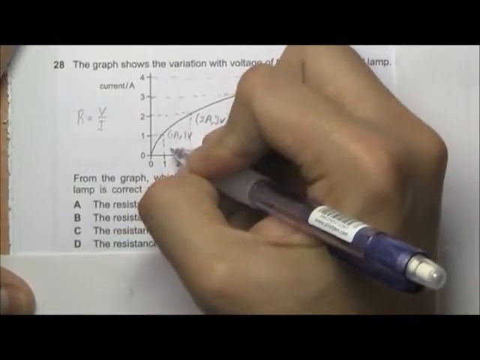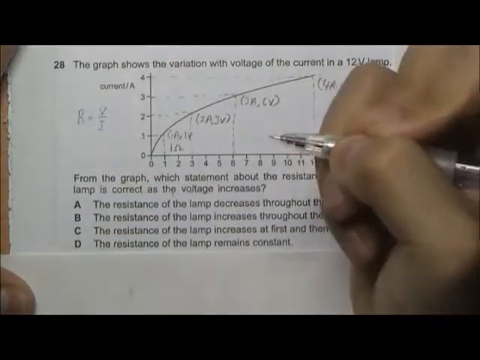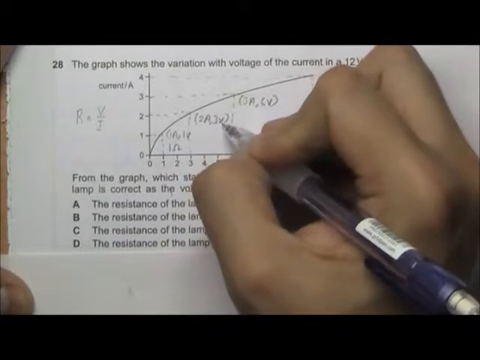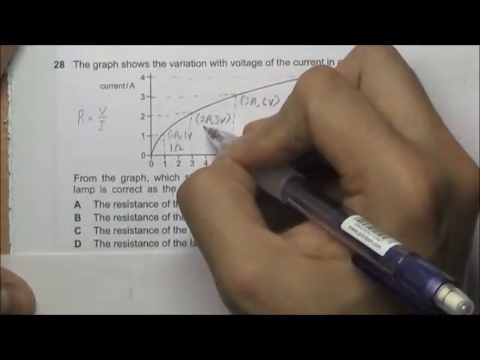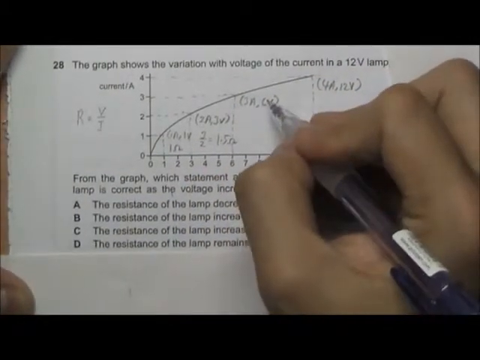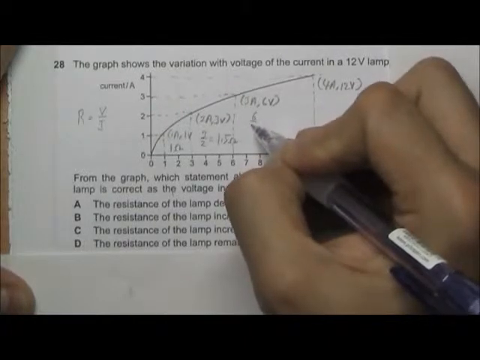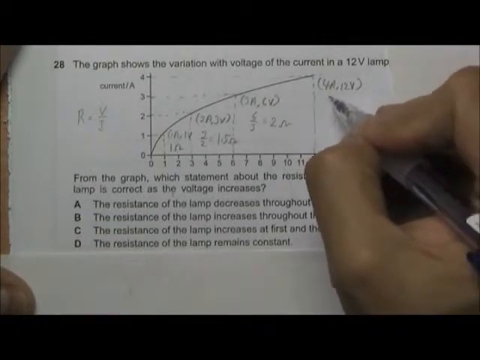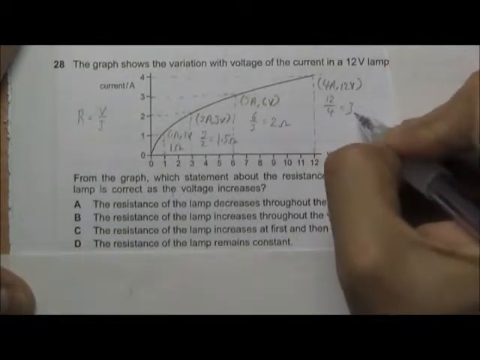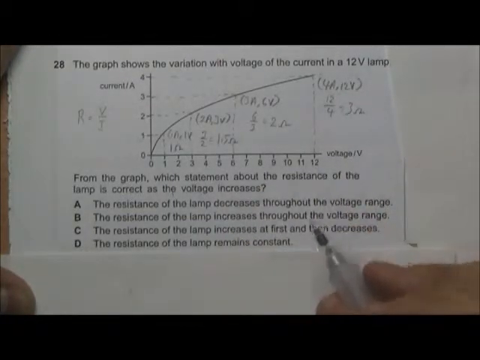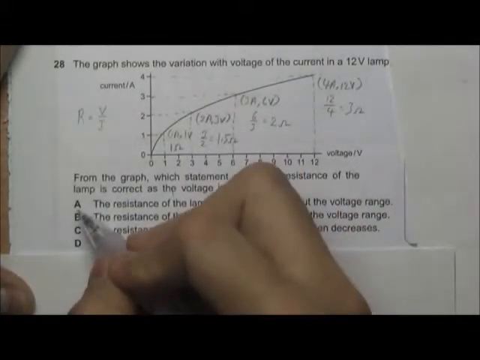So for the first set of values, V over I is 1 over 1, so the resistance here will be 1 ohm. For the second set of data, the resistance is equal to V over I, so it's 3 over 2, we get 1.5 ohm. Third set of data, 6 over 3, we have 2 ohm. Fourth set of data, 12 over 4, we have 3 ohm. So looking at the trend of the resistance, we see that the resistance of the lamp increases throughout the voltage range. Answer B.